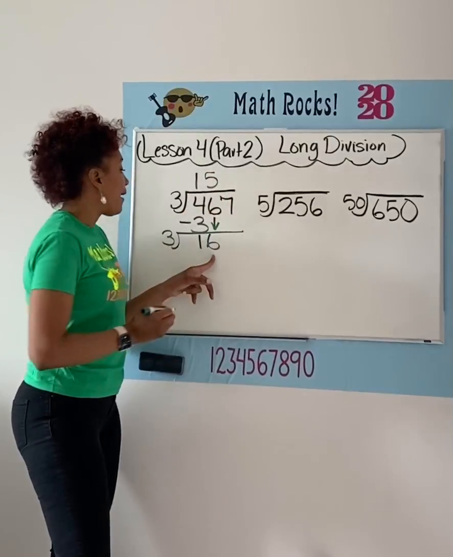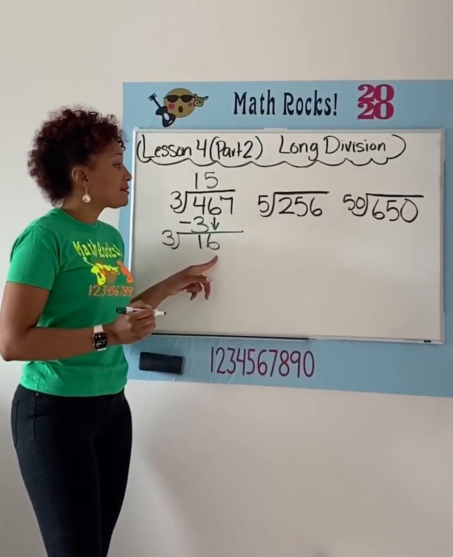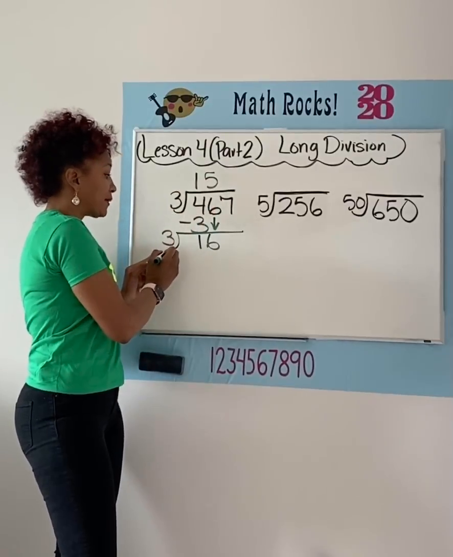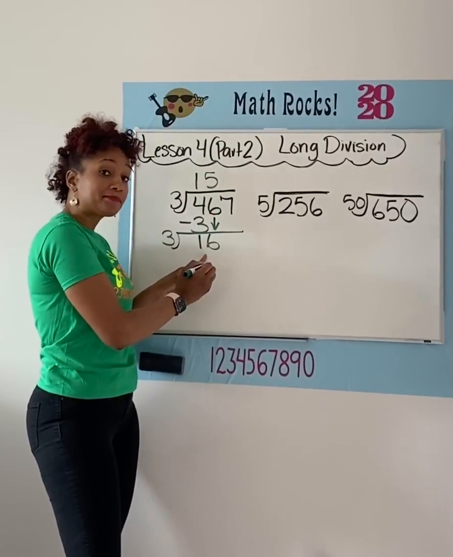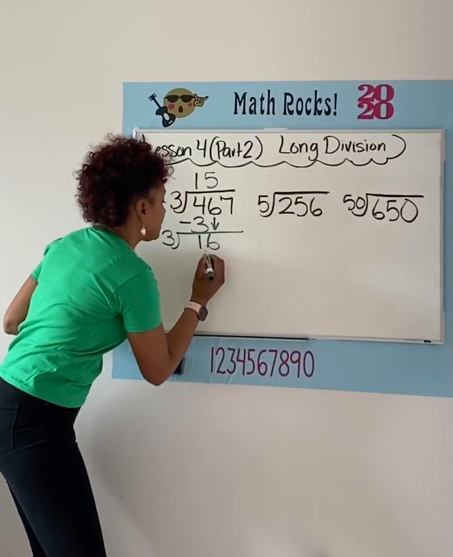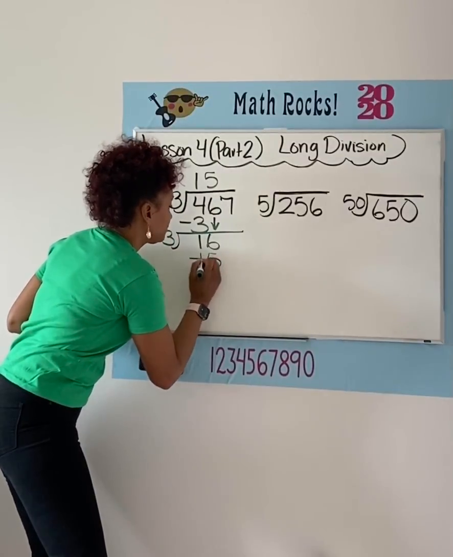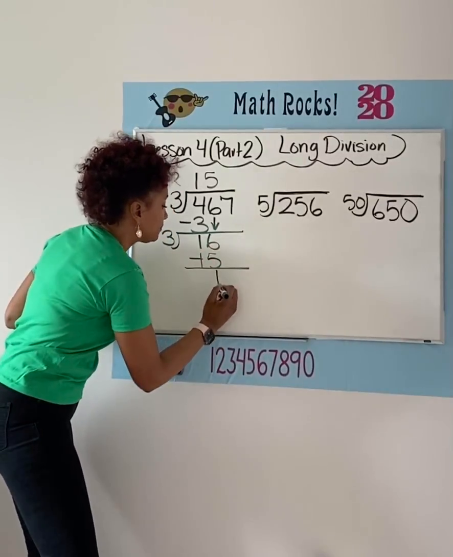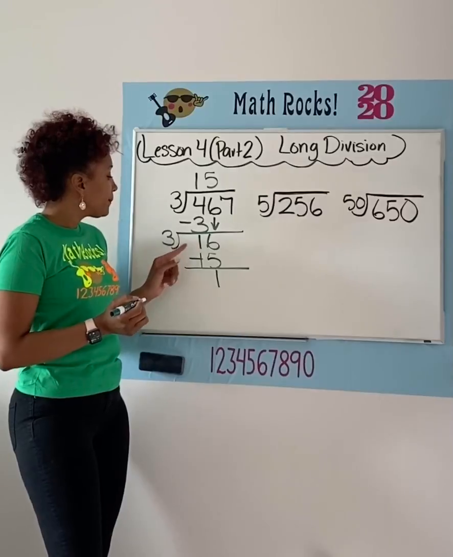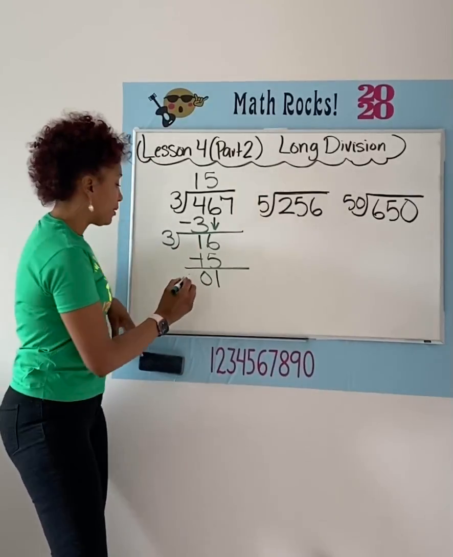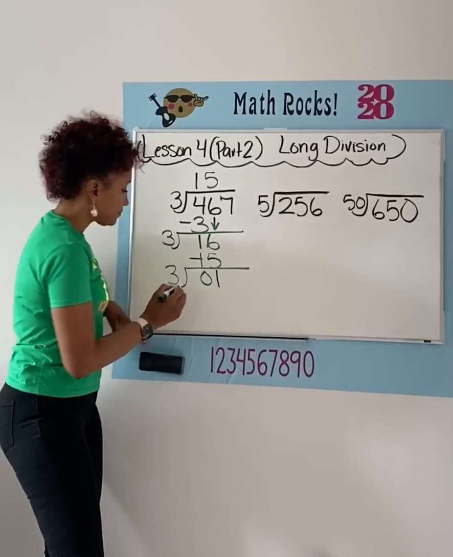That means that 3 can fit into 16 5 times, or I can make 5 groups of 3 out of 16. Okay? So 3 times 5 is 15. 6 minus 5 is 1. 1 minus 1 is 0. And then I'm going to repeat the process.